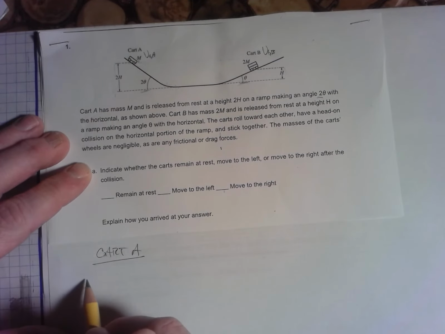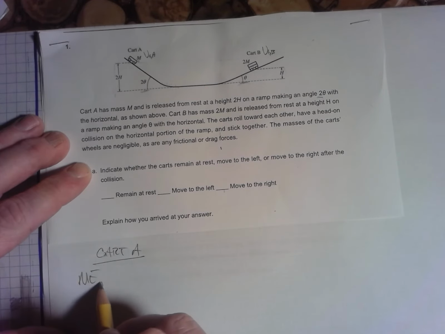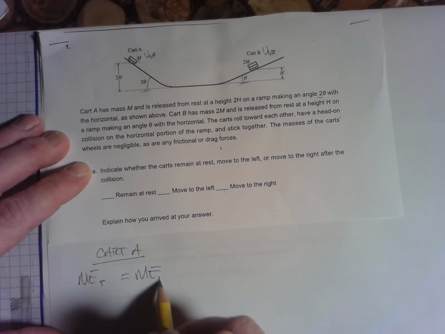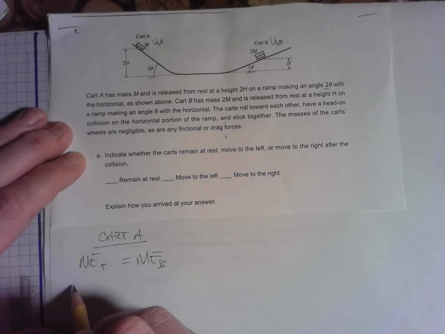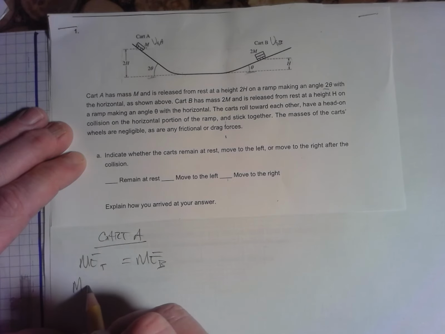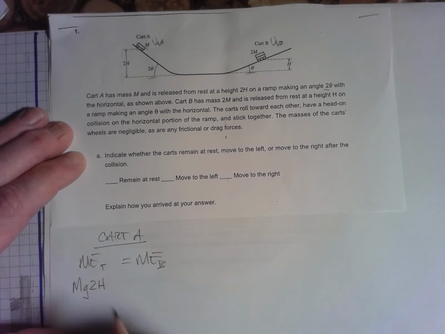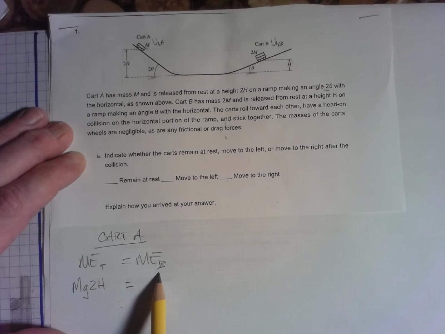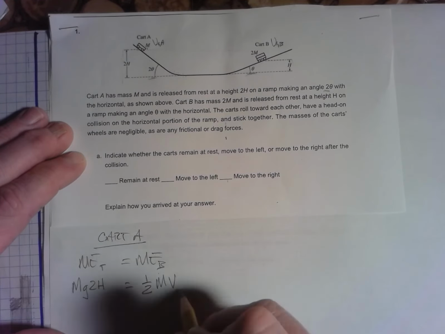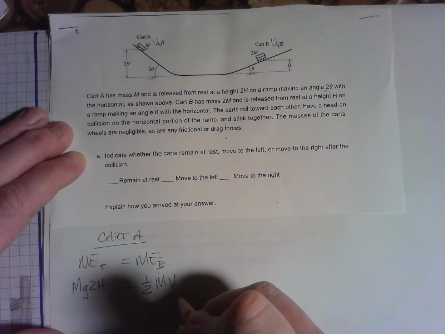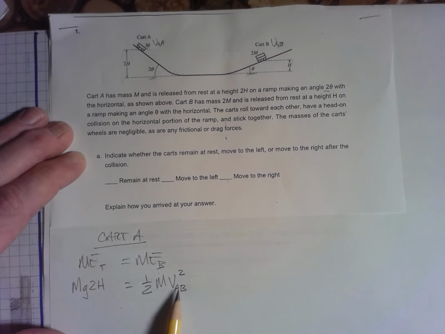It's the idea that its mechanical energy at the top equals the mechanical energy at the bottom. But of course, that means the potential energy at the top, which is big M G 2H, equals the mechanical energy at the bottom, which is kinetic, 1/2 big M V. Subscripts make all the difference in the world. Velocity of cart A at bottom, as before the collision. Because after they collide, they're going to have a single velocity between them.